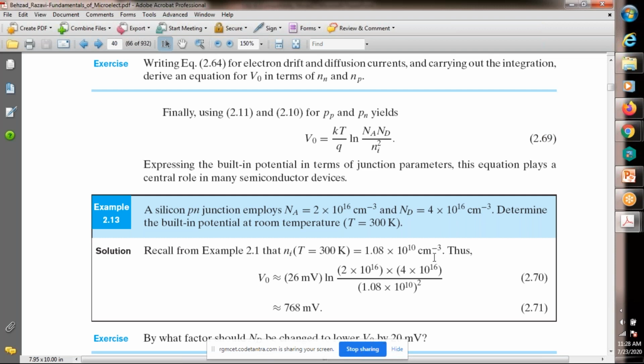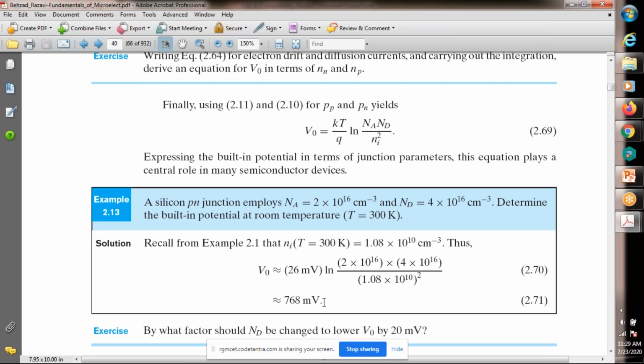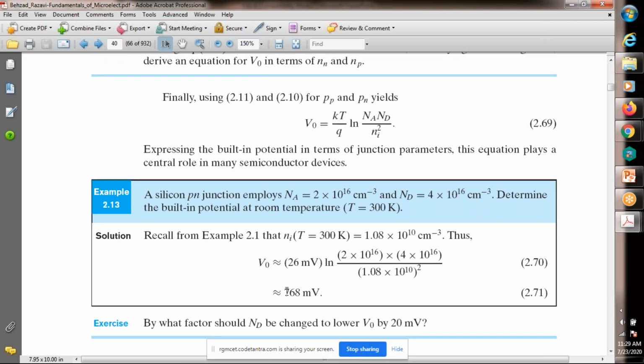Already we derived it in the Einstein relation, right? Einstein relation, the relation between diffusion constant and mobility constant: D by mu is equal to KT by Q. That KT by Q is equal to, at room temperature, 26 millivolt. Then ln, then substitute here, 2 into 10 power 16 into 4 into 10 power 16 by 1.08 into 10 power 10 whole square. Then you get the value. What is the value? Approximately 768 millivolts.